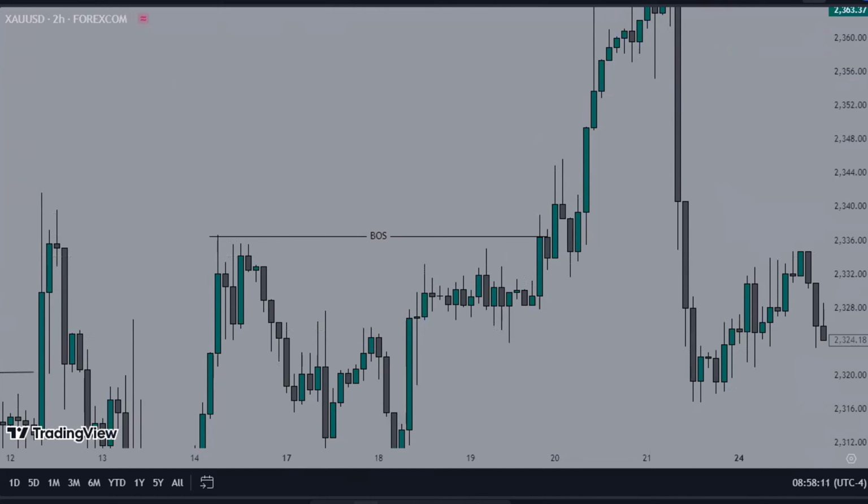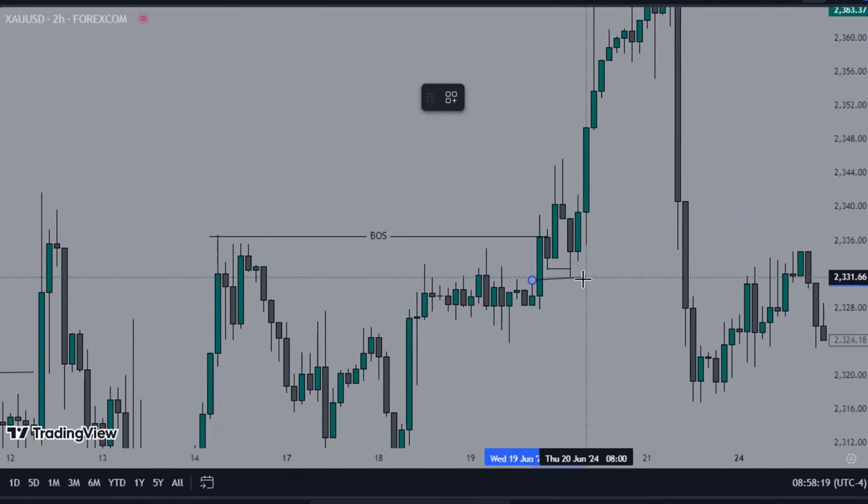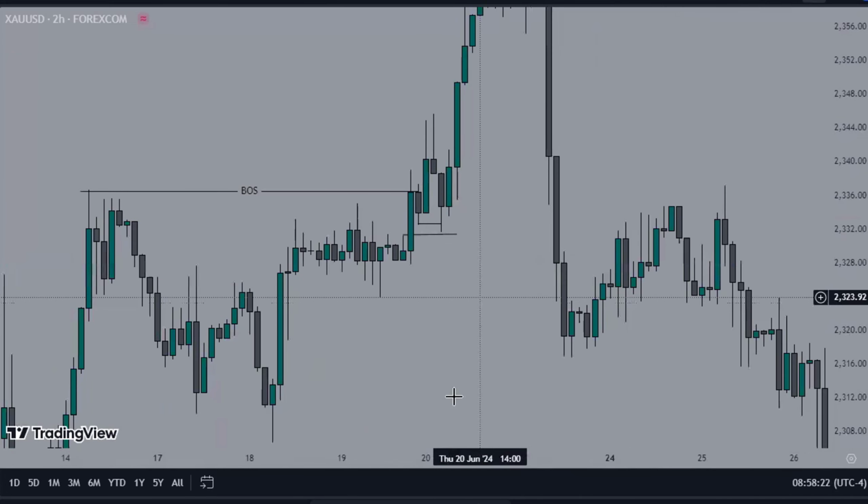Now, what do we want to see? We want to see a fair value gap. Fair value gap first, very, very important. All right, this is a fair value gap here. Let me draw it so you guys can see it. Then you see where we have our trade there.